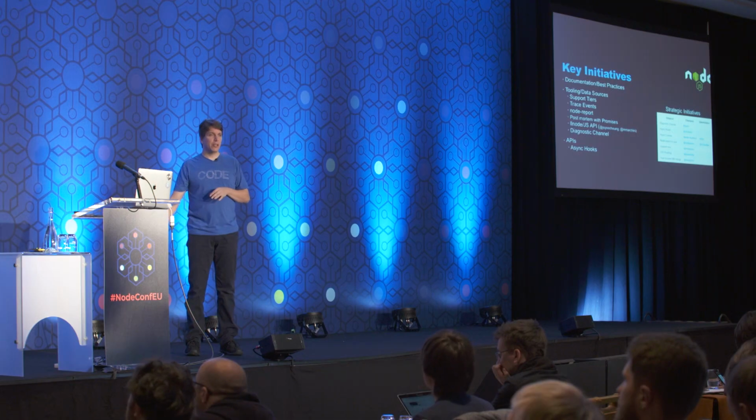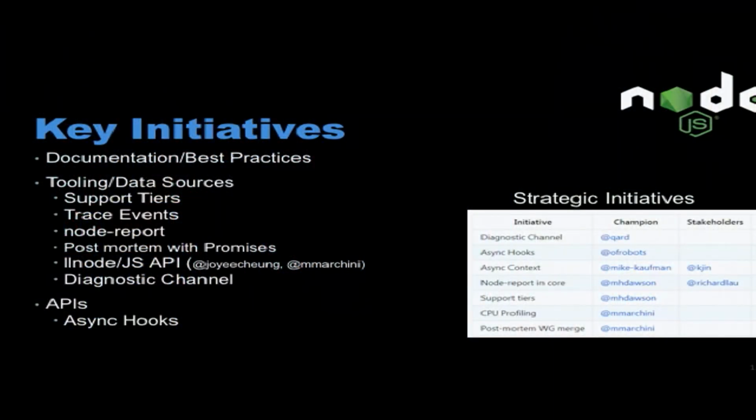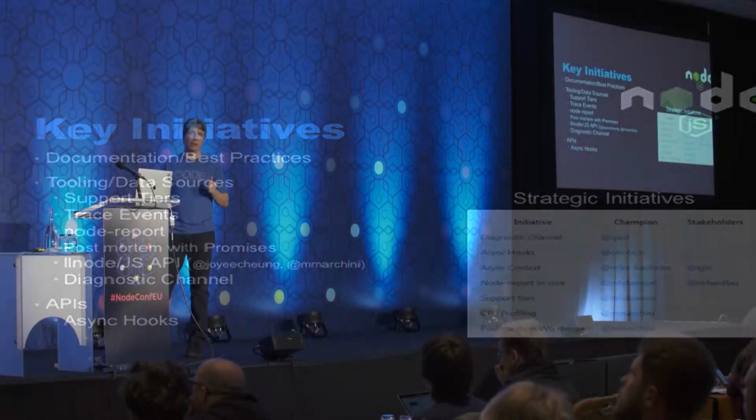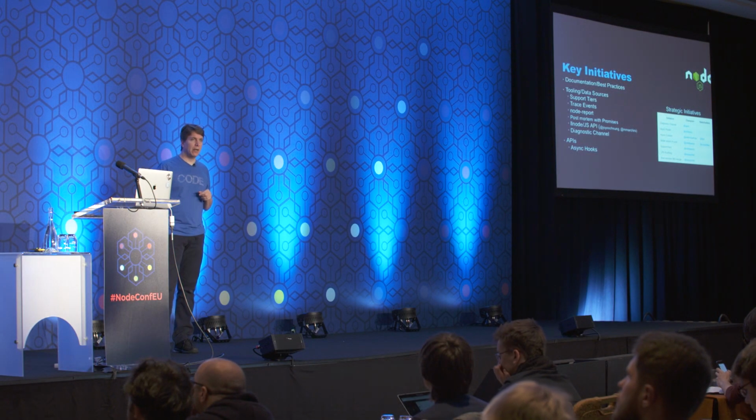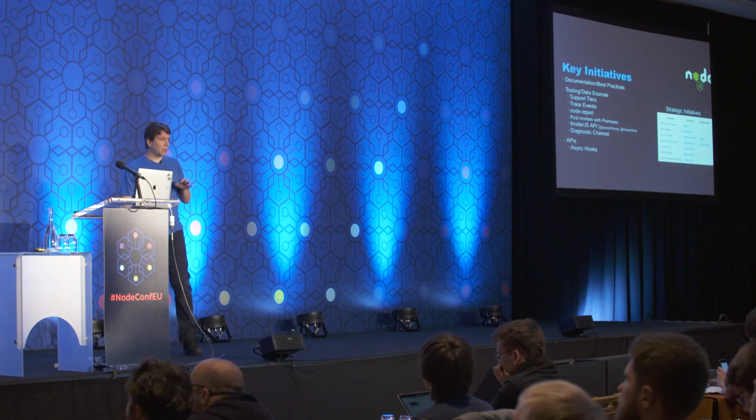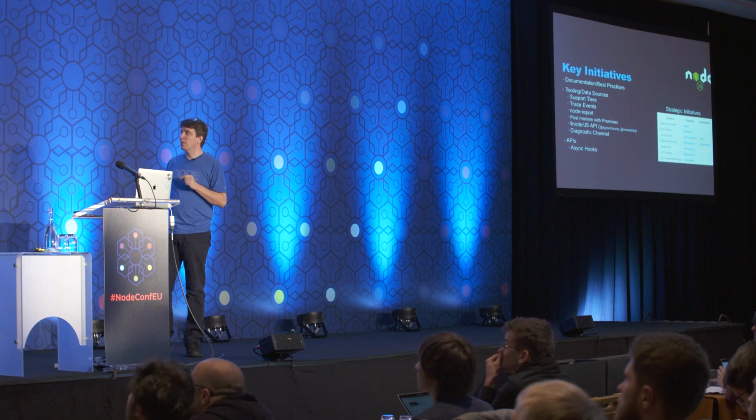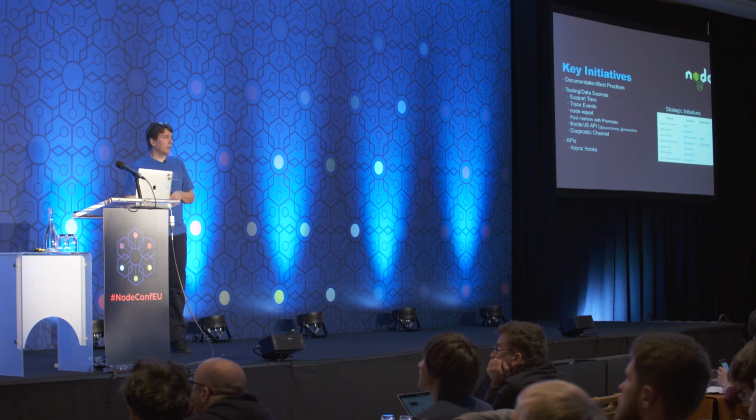Some of the key initiatives that we're working on, and I'll talk about some of these on the following slides, so I won't go into as much detail on all of them, but we're working on things like documentation and best practices. Brian just talked to us about documentation, how important that is, and that's certainly a view we share, so I'll talk more about that. And then we have efforts around tooling and data sources. James mentioned yesterday the concept of support tiers, and again, I'll talk a bit more about that on the following slide. In the state of the Node.js, he also talked about trace events. So again, that's something where we want to provide more information in terms of being able to track the execution flow. I have a few slides on that.